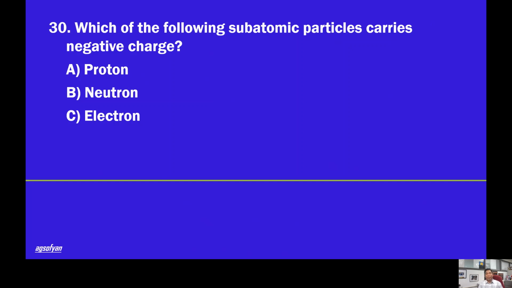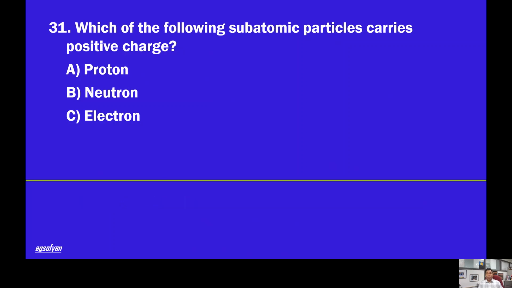Number 30. Which of the following subatomic particles carries negative charge? A. Proton, B. Neutron, C. Electron. Choose your answer. Yes, the answer is electron. So electron has negative charge.